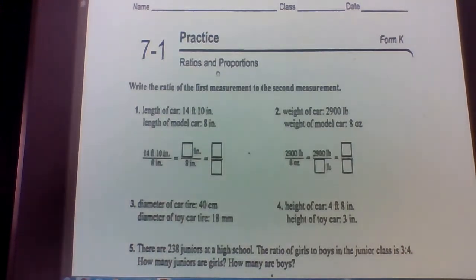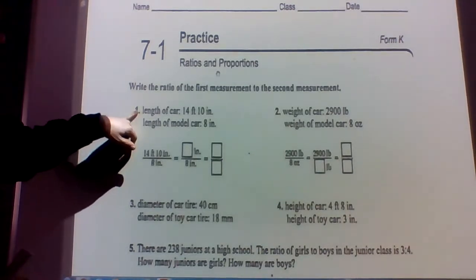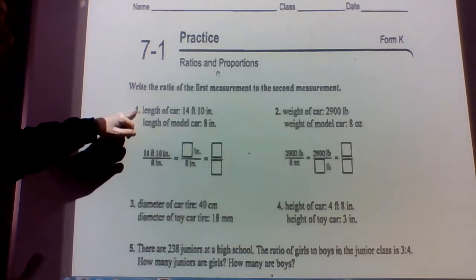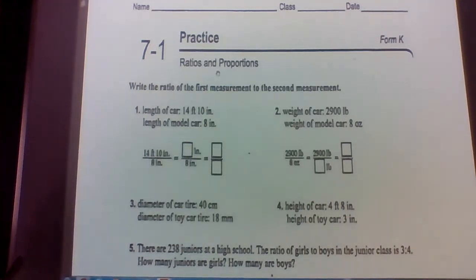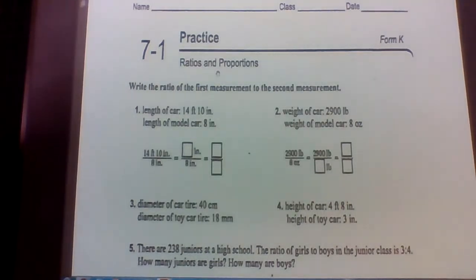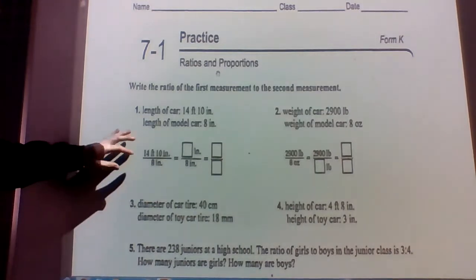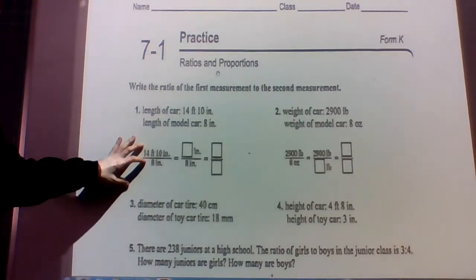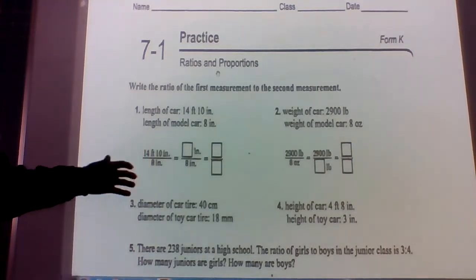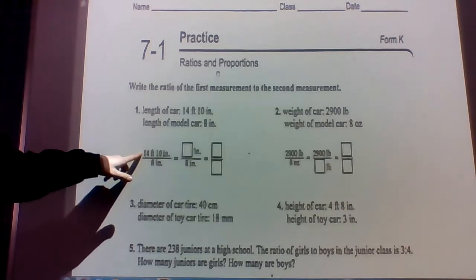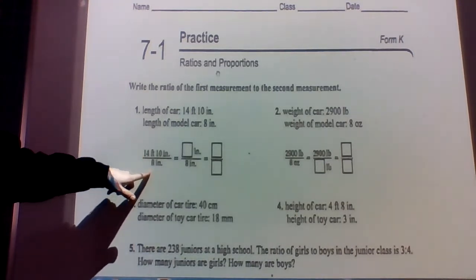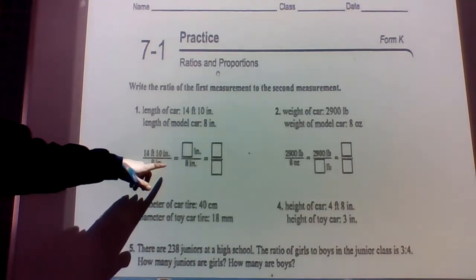In the first one, they're telling you that there is a car that is 14 feet 10 inches long, and then there's a model of the car which is 8 inches long. So they just want you to write it as a ratio. A ratio simply compares two different values of some kind. And so we're just writing a ratio as a fraction, simply comparing the two values. So we have 14 feet 10 inches to 8 inches for the model.